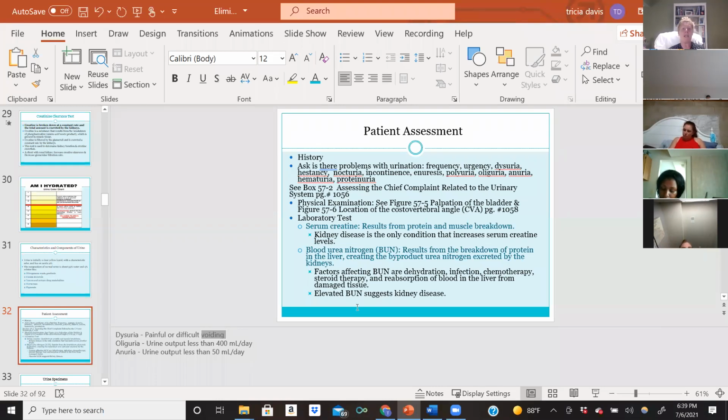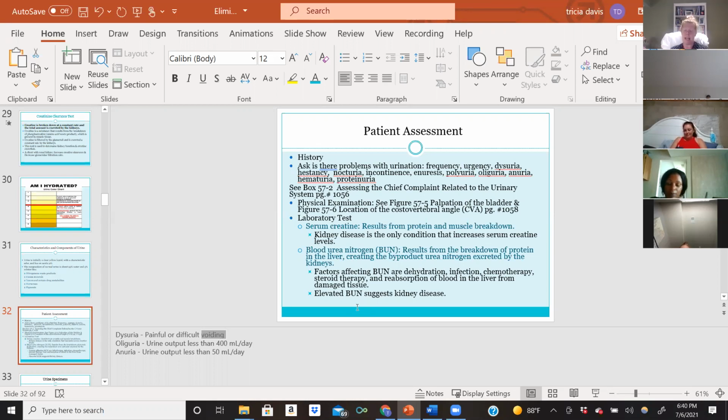So we're going to be looking at that serum creatinine level. These will come from protein and muscle breakdown. We want to look at blood urea nitrogen. So that's BUN. We don't really say blood urea nitrogen in the hospital. We just say BUN. BUN can be elevated when there's a breakdown of protein in the liver that then creates a byproduct of urea nitrogen that is excreted in the kidneys. BUN is also an indicator of hydration and kidney function.